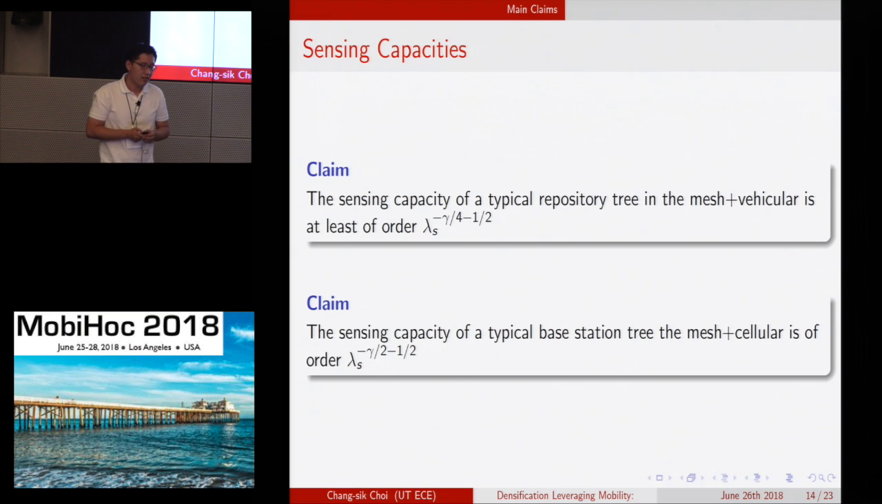Here's our main claim. The sensing capacity of a typical repository tree in the mesh plus vehicular architecture is at least of order this value. And the sensing capacity of a typical base station tree in the mesh plus cellular architecture is of order this value. The gamma here is a path loss component. So you might want to compare these two sensing capacities in two different architectures. But in fact, this is not a metric to compare, because in the mesh plus vehicular, the gateways are the vehicles, not the repositories.